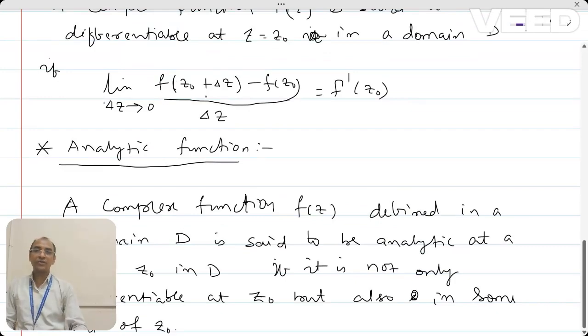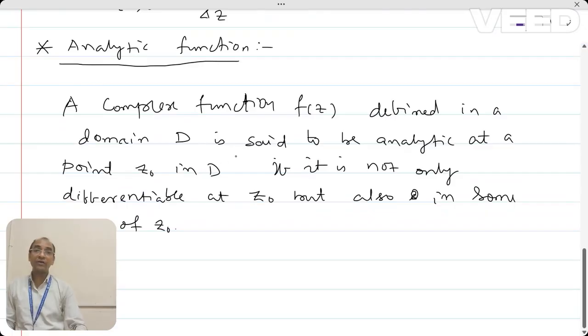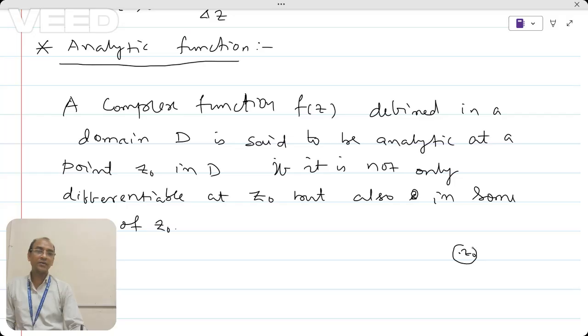So limit delta z tends to 0, f of z0 plus delta z minus f of z0 divided by delta z means we are defining the differentiability at z naught. The function f of z will be analytic if it is not only differentiable at z naught but in some neighborhood of z naught. That means if I have a point z naught, then it will be differentiable around the point z naught. These are the neighborhood of the point z naught. So then I say the function is analytic at the point z0. So it is non-local.